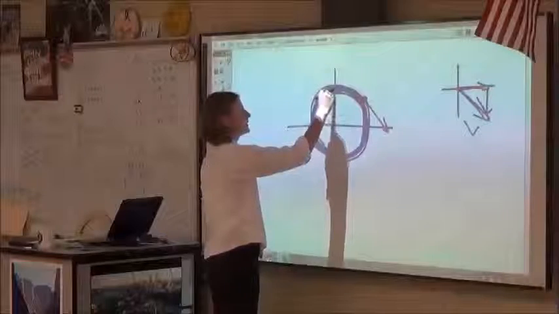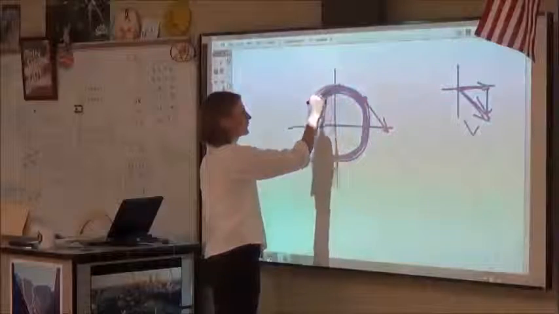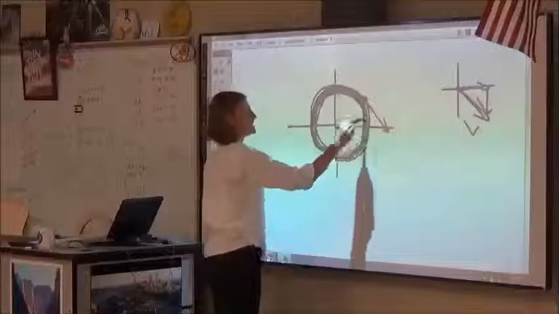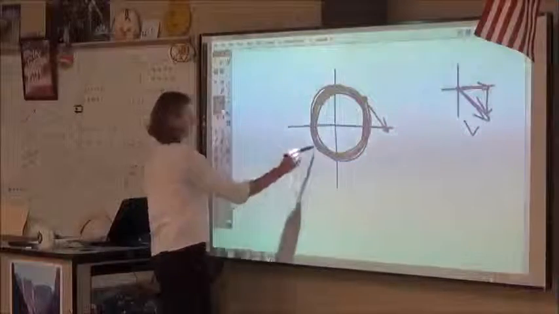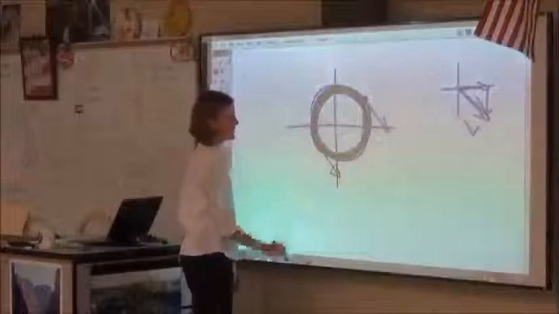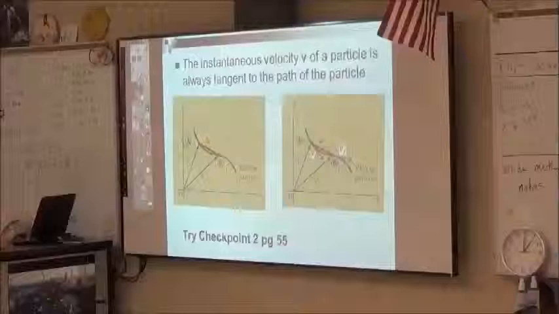Yes. So counterclockwise will be this way. So when could it still be down and to the right? It would have to be right there. At that instant, that velocity would be down and to the right. Okay, very good.